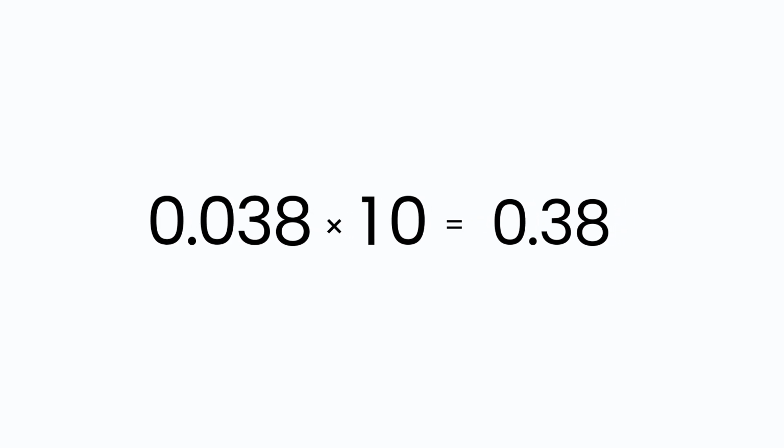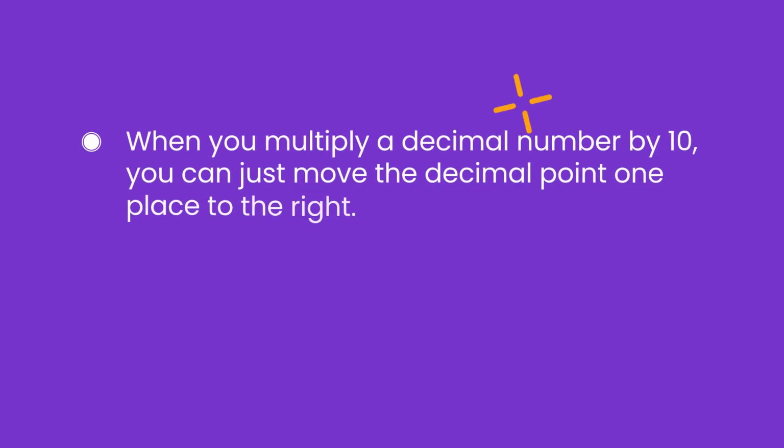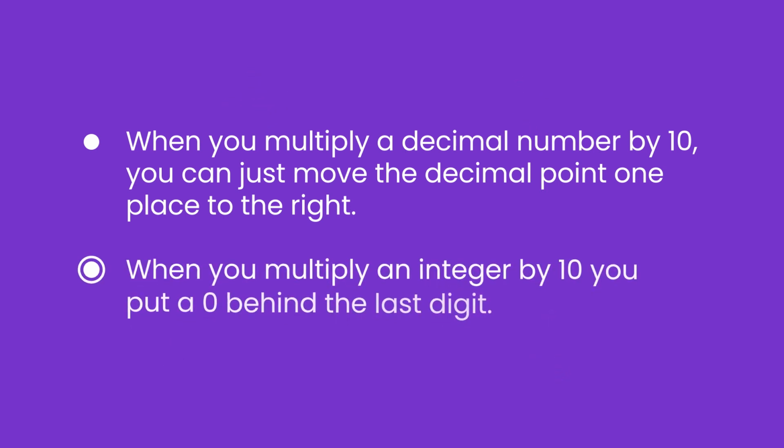In the last example, you suddenly had 2 zeros in front of the decimal point. When you have several zeros in front of the decimal point, you can remove all but one. When you multiply a decimal number by 10, you can just move the decimal point one place to the right. When you multiply an integer by 10, you put a 0 behind the last digit.